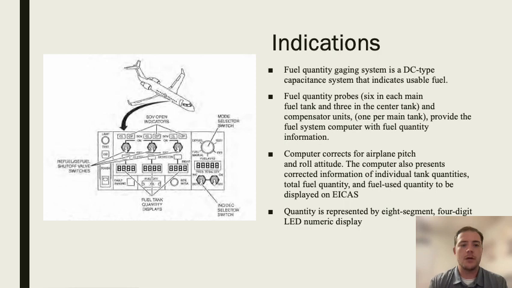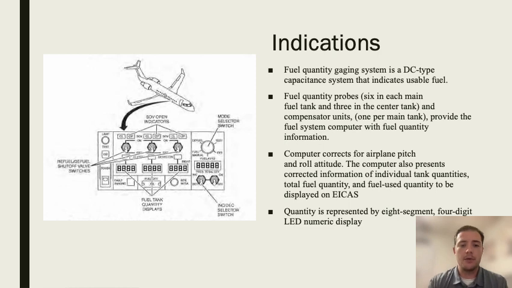And next we'll start talking about fuel quantity indications. So the fuel quantity gauging system is a DC type capacitance system that indicates usable fuel. The fuel quantity probes, there's 6 in each main fuel tank and 3 in the center tank, and the compensator units, 1 per main tank, provide the fuel system computer with fuel quantity information.